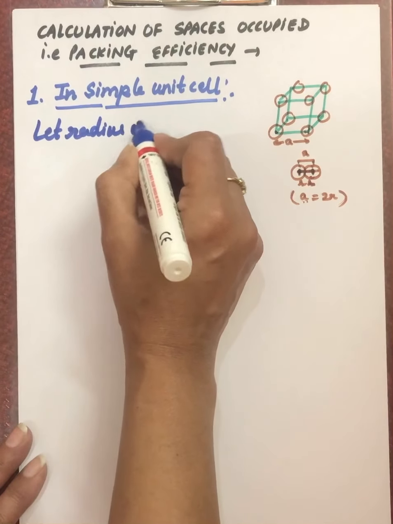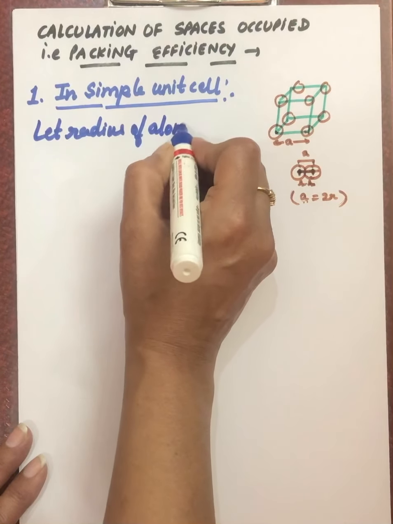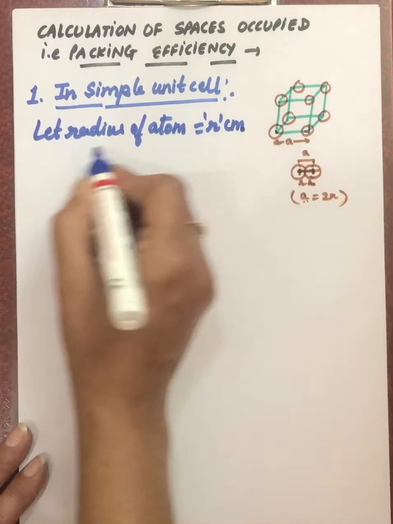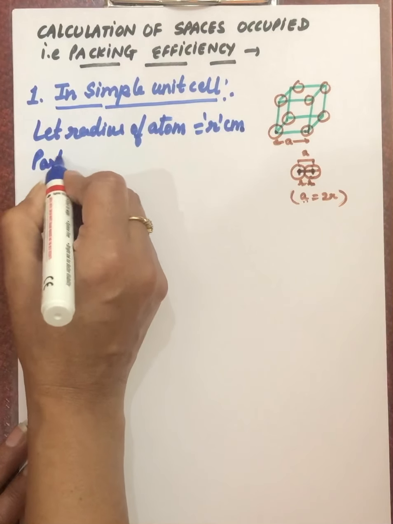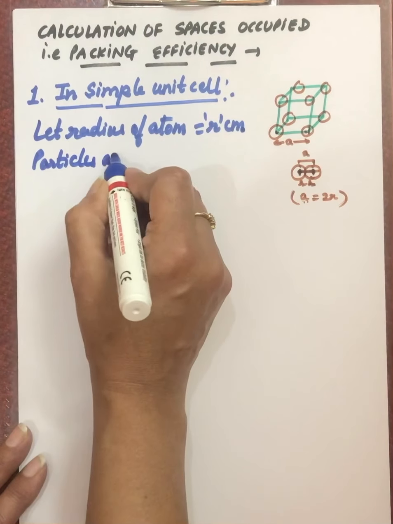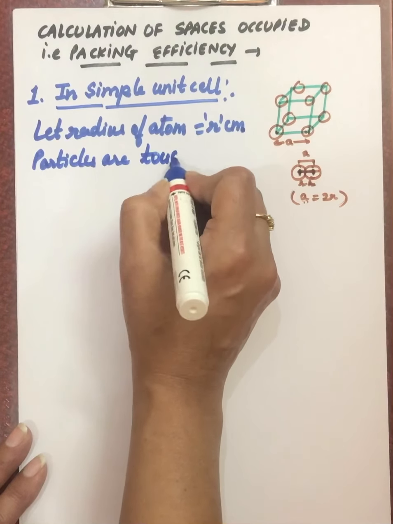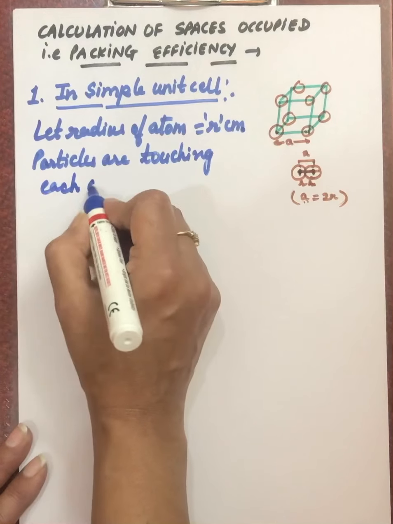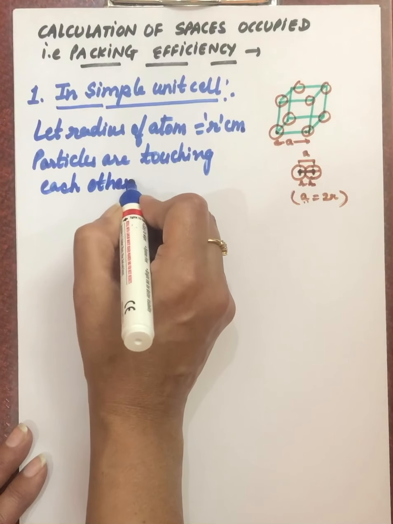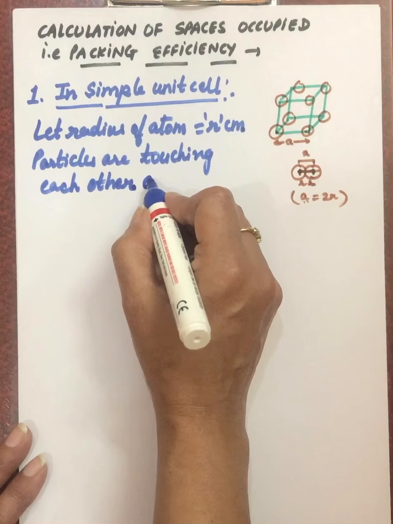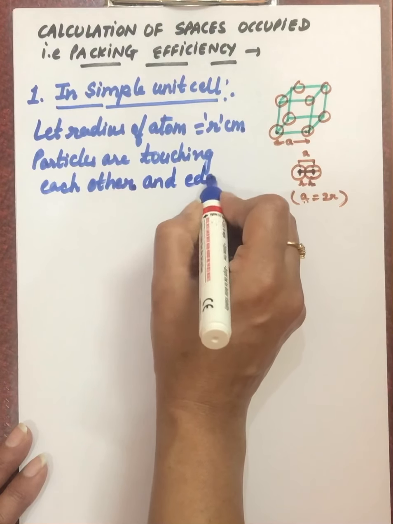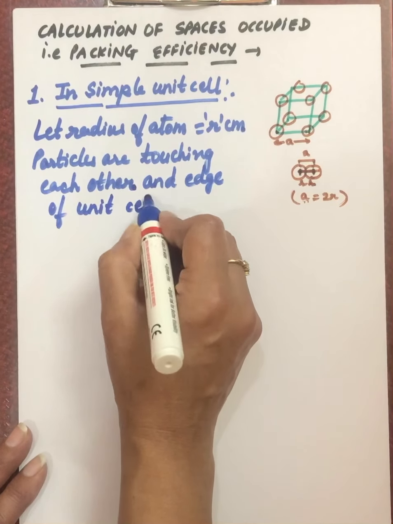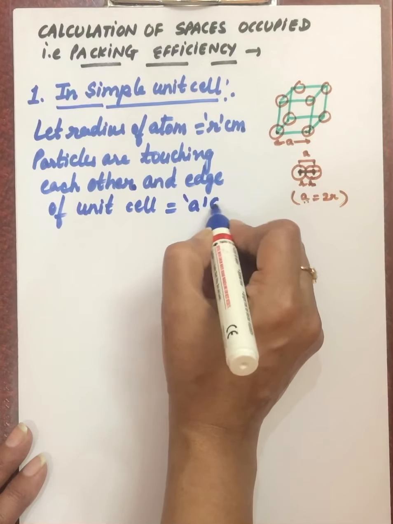Now to solve this, we are supposing first of all, let the radius of one atom be r centimeter. And another thing we are supposing here is that the particles are like spheres. The edge of the unit cell we have taken here is a centimeter, right?